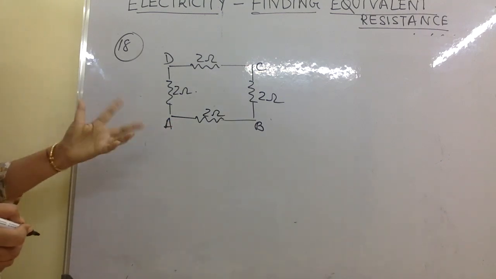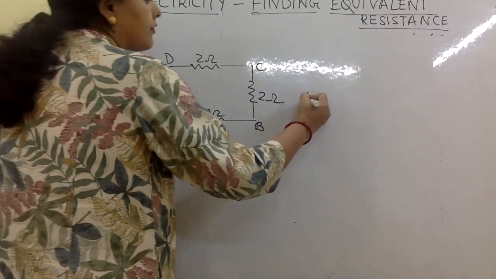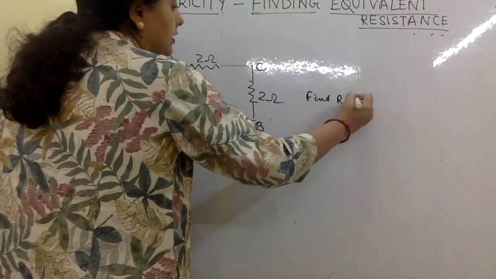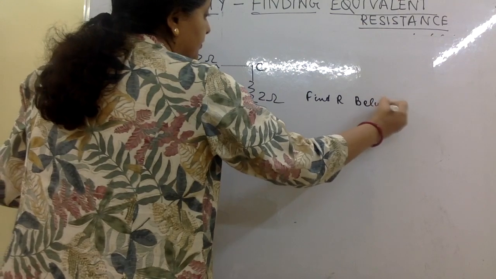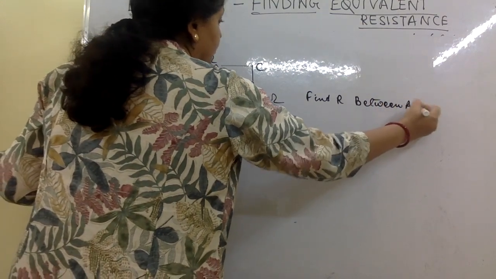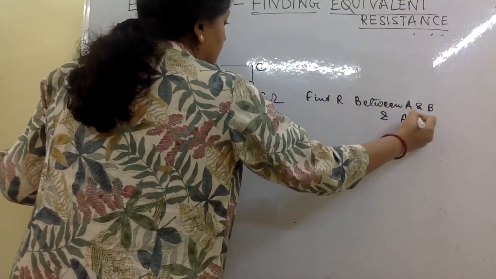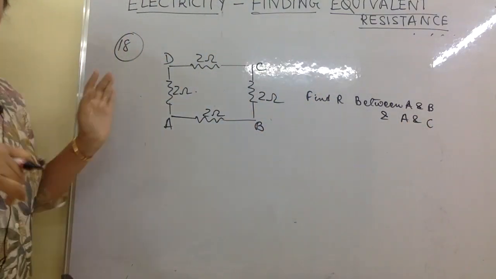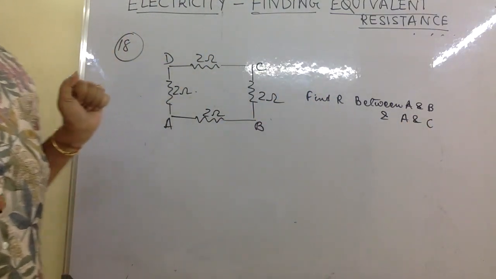Now the question is like this: find the equivalent resistance between the points A and B, and A and C. Find R between A and B and A and C. This is the question, and this is the reason why I picked up this question.